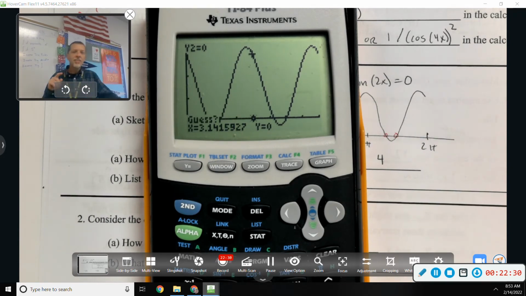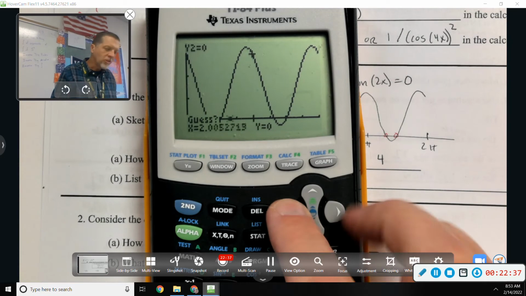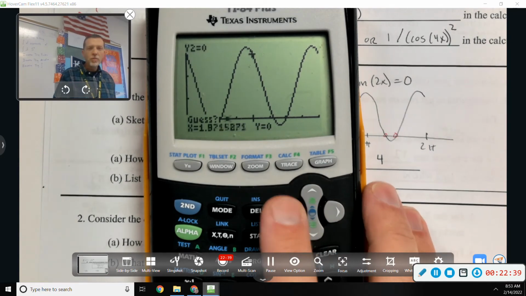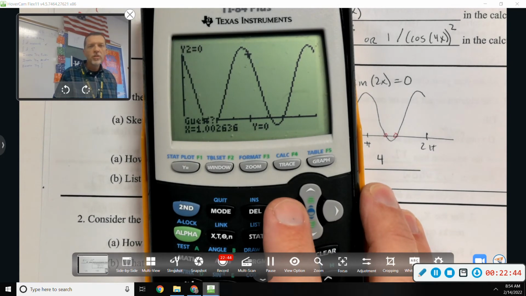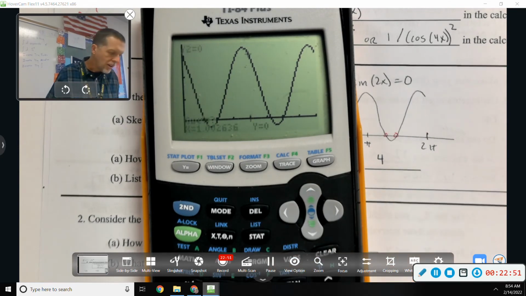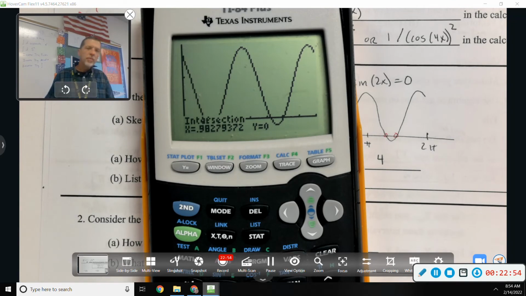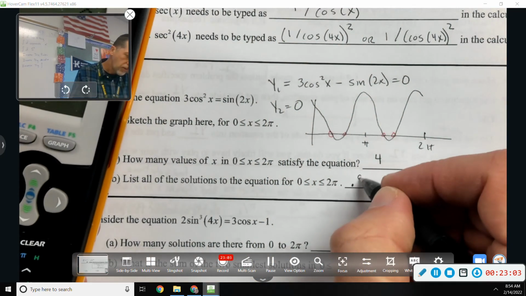And then guess. Now this one is important because there's 4 solutions, and whatever solution my cursor is closest to is the one it's going to give me. So I need to move my cursor over, preferably we want them in order, so over toward the first intersection. So I'm going left, right with my cursor. I press enter, and the calculator thinks for a minute. And my first x value to 3 decimals, 0.983.